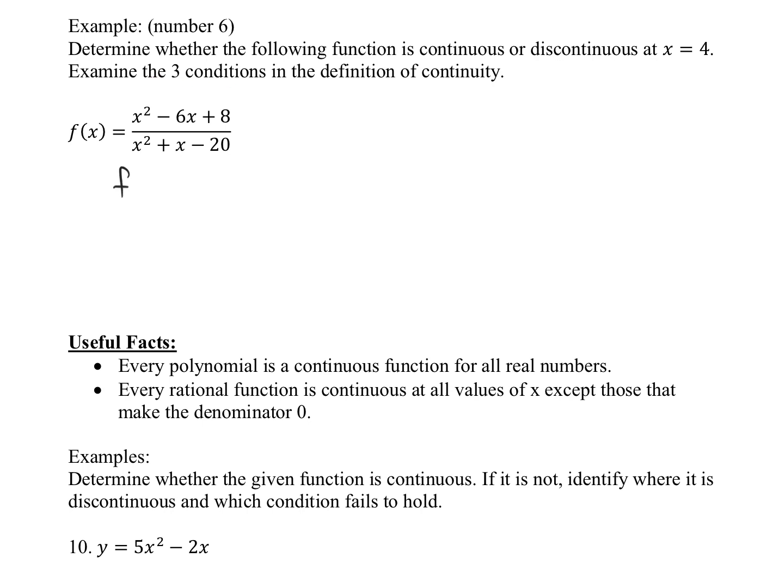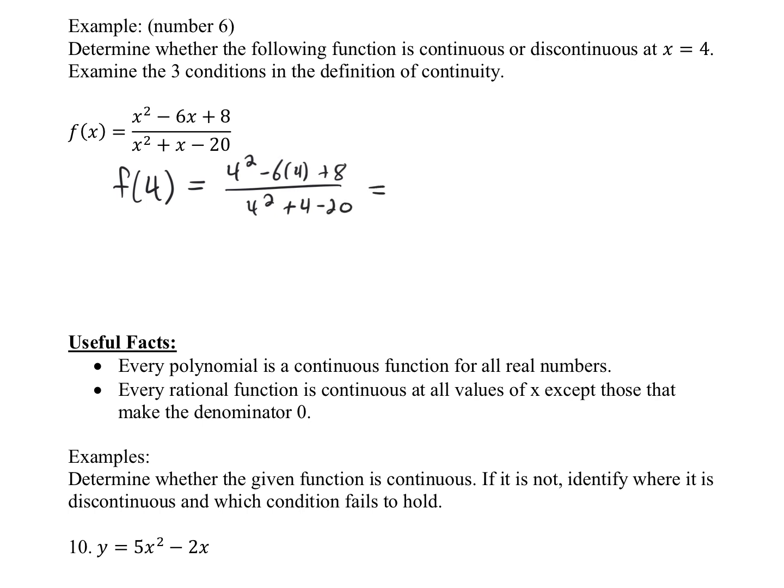Let's go ahead and begin with figuring out what f of 4 is equal to. F of 4 we get just by plugging 4 into the function above. You get 4 squared minus 6 times 4 plus 8. This is all over 4 squared plus 4 minus 20.